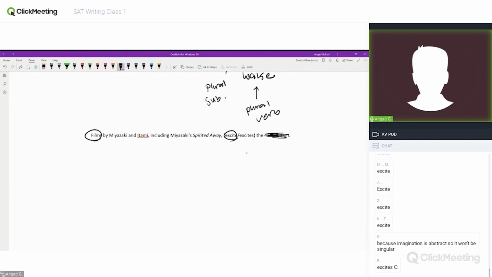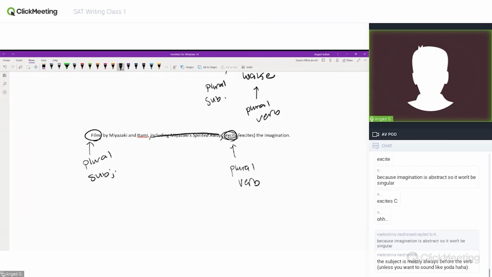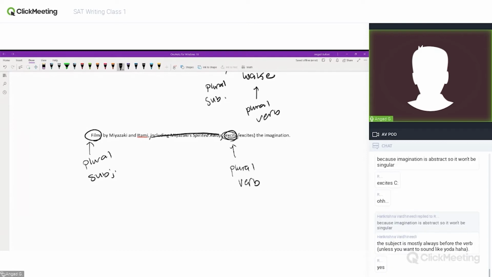Films by Miyazaki and Itami, right? Look at this comma phrase we have over here. Remember what we can do when we read the sentence, especially for subject-verb agreement? We can just ignore it. Films by Miyazaki and Itami, including Miyazaki's Spirited Away. So let's just cross that out. Films by Miyazaki and Itami excite or excites the imagination? We have to use excite, right? Because we have a plural subject. We need a plural verb. And thus our answer is excite. You guys get that? All right, cool.